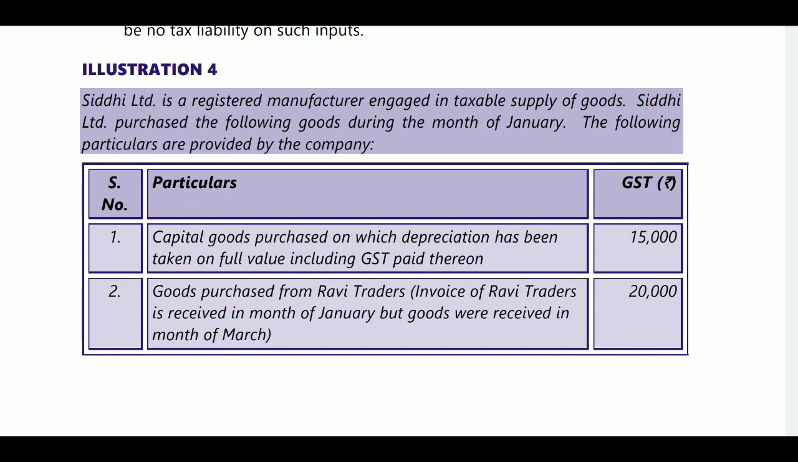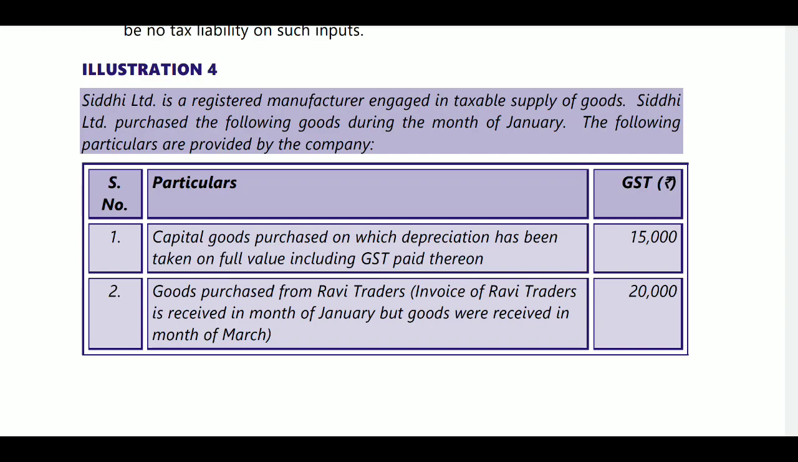Goods used for setting up telecommunication towers. For construction of immovable property, it is a blocked credit, so 50,000 is not allowable. Like trucks purchased for delivery of finished products. If trucks are purchased for delivering the finished product, it will be eligible. Because our finished product is the output product, and they are delivering that product, that truck ITC will be allowable. So 80,000 will be allowable in this case.